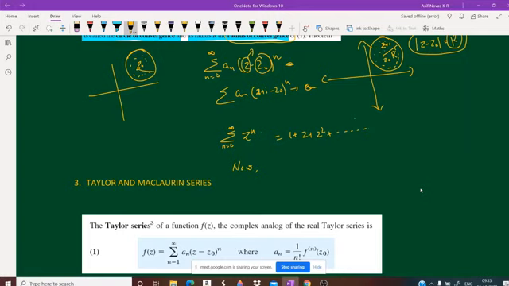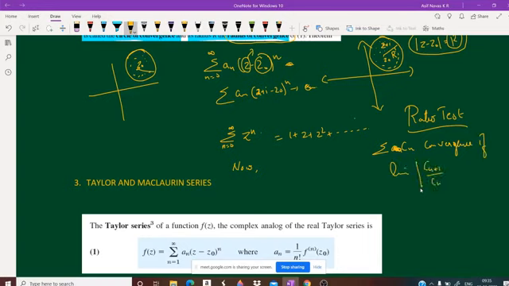Now, okay, so we know the ratio test. You already studied the ratio test, right? So what is the ratio test? Recall that the ratio test says sigma a n, or sigma some c n, converges if the limit of mod c n plus 1 divided by c n is less than 1.